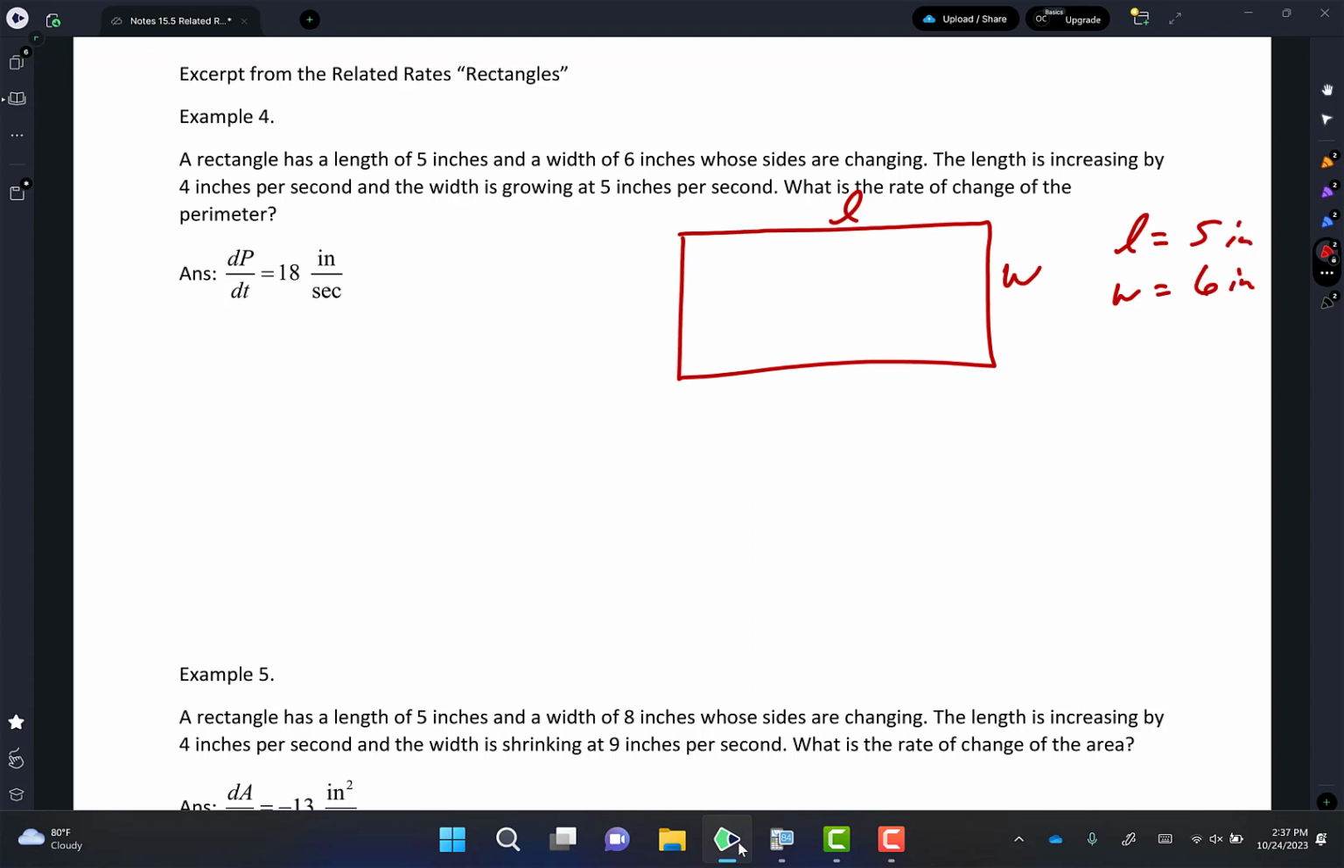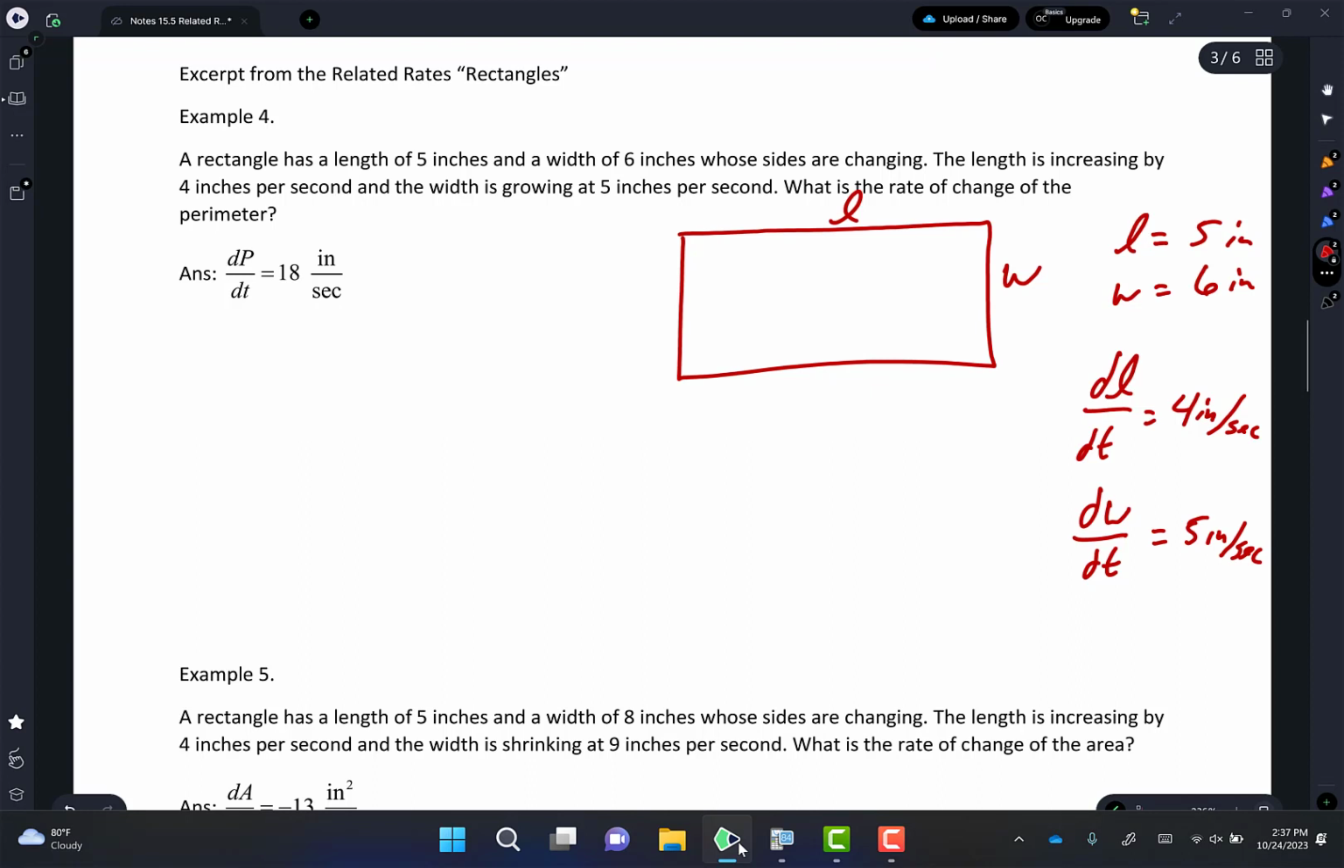Whose sides are changing, so they're changing in size. The length is increasing by 4 inches per second. So that means 4 inches per second. And the width is growing at 5 inches per second. What did it say? 5 inches per second. What is the rate of change of the perimeter?